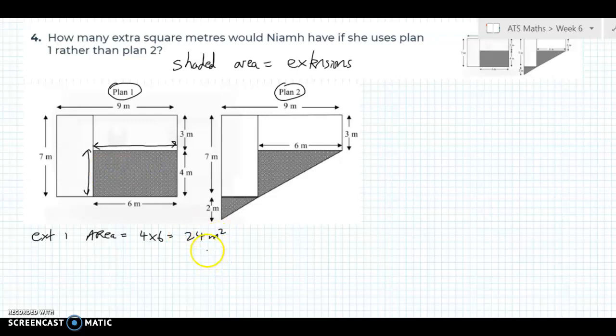square meters. And for plan 2, extension 2, well, the area is a bit more tricky here because we have 2 triangles. So it's equal to the area of triangle plus the other triangle, 2 triangles, right? So look at this triangle here, say it's 6 meters across.